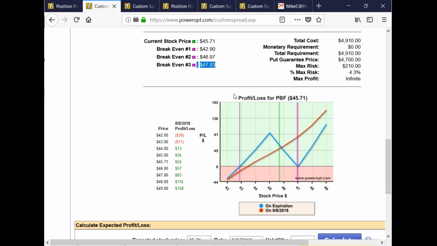Now the last breakeven, the highest upper breakeven, was dropped down a little bit more. But remember, on the other one, I didn't have an upper breakeven. I was profitable the whole way. There was no dip back down into the negative or close to it.